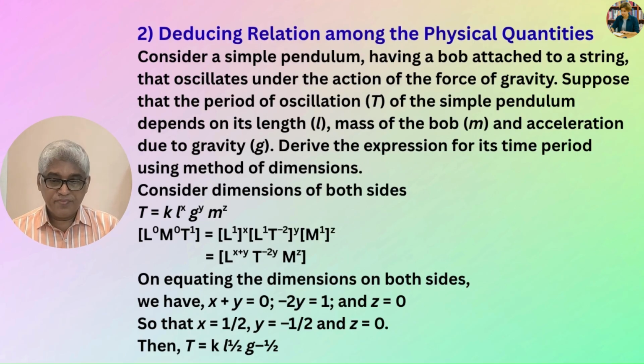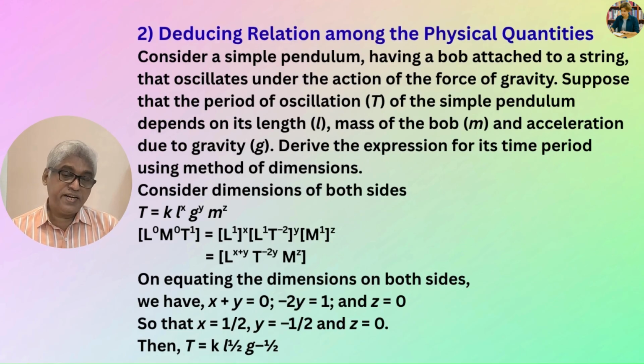Now solve this. Equate the dimensions on both the sides. So use the laws of indices. L raised to 1 into x, then L raised to 1 into y, that is y. So finally it becomes L raised to x plus y. T raised to minus 2 into y, so T raised to minus 2y, and M raised to z.